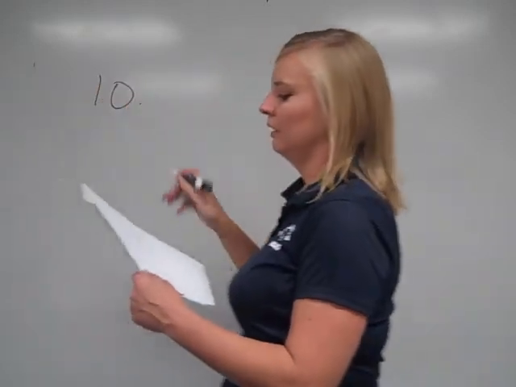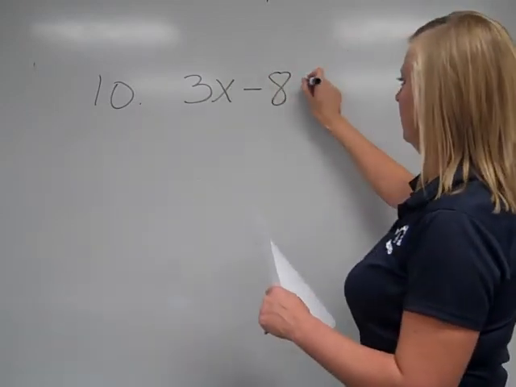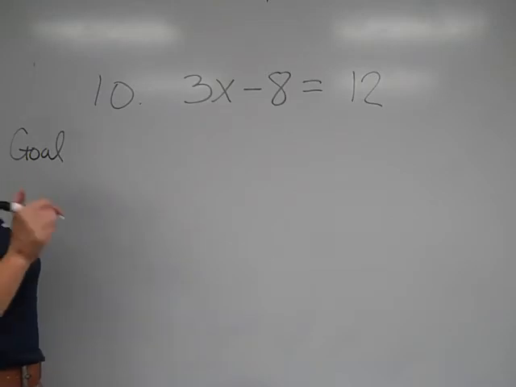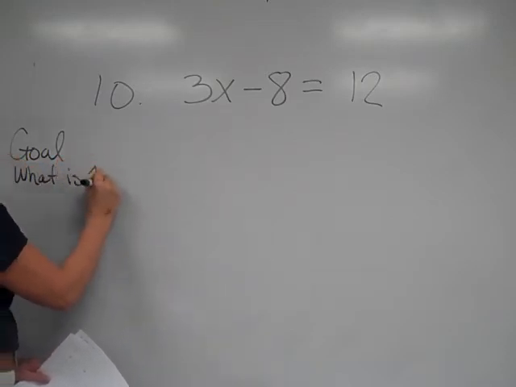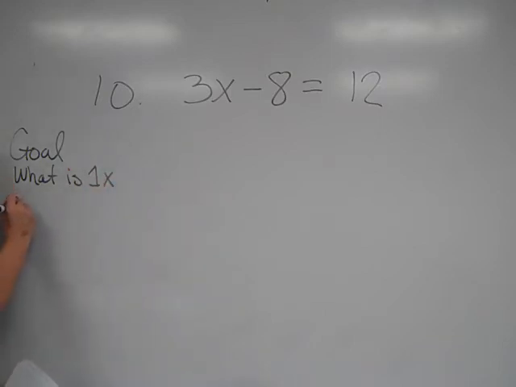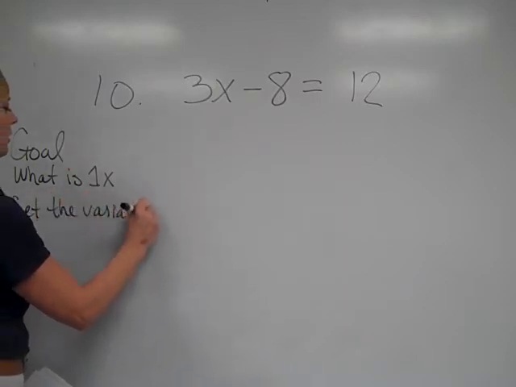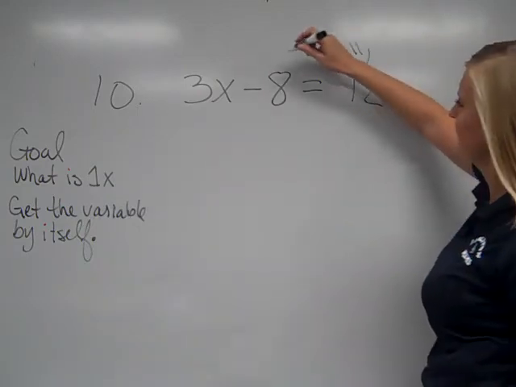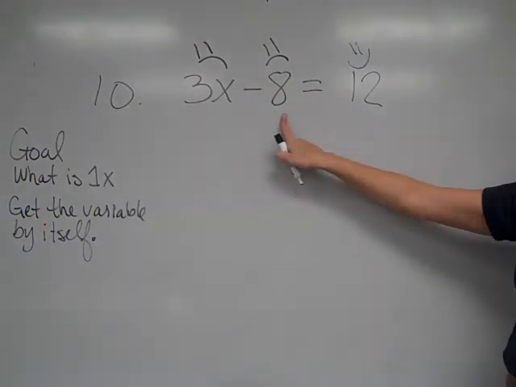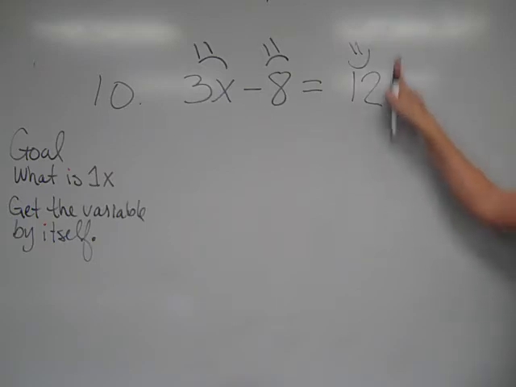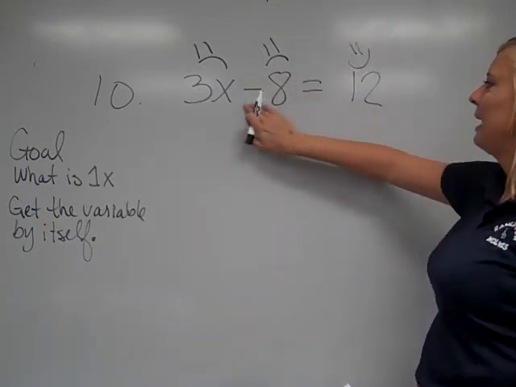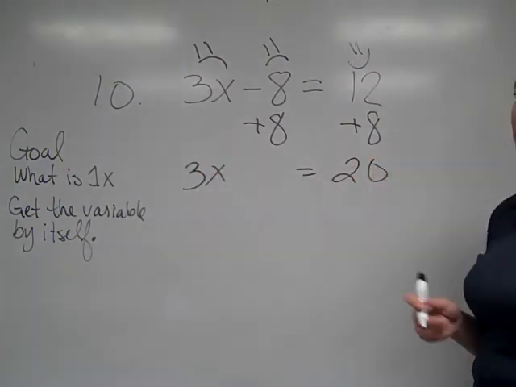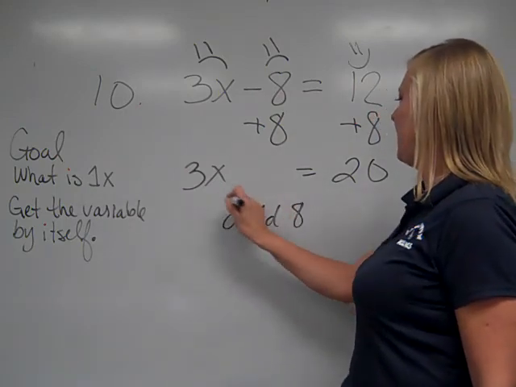Number 10. What is the first step in solving 3x minus 8 equals 12? Remember that our goal is to find out what is 1x. In order to do that, we need x all by itself. So we're going to get the variable by itself, which also means the number will be by itself. So right now, this number's by itself, this one's not, and this one's not. So let's move this -8 to the other side of the equation so it will only be with the other number. The opposite of -8 is +8. So then you have 3x equals 20. But the question was, what's the first step? Add 8 to both sides.